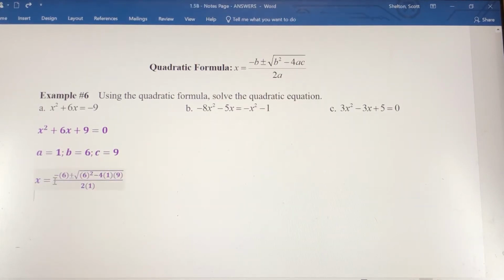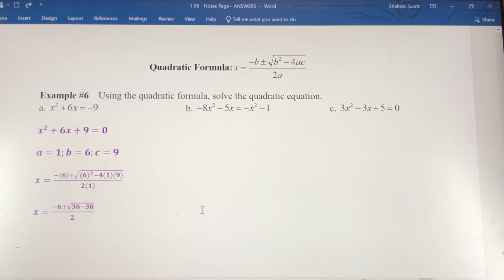So it's going to be -6, so the opposite of b, plus or minus b squared, so b was 6, so 6 squared minus 4 times a, which was 1, times c, which was 9, all that divided by 2 times a. So now we're going to simplify what's underneath the radical here, and we'll simplify the denominator. So I've got -6 plus or minus 36 minus 36, all that divided by 2.